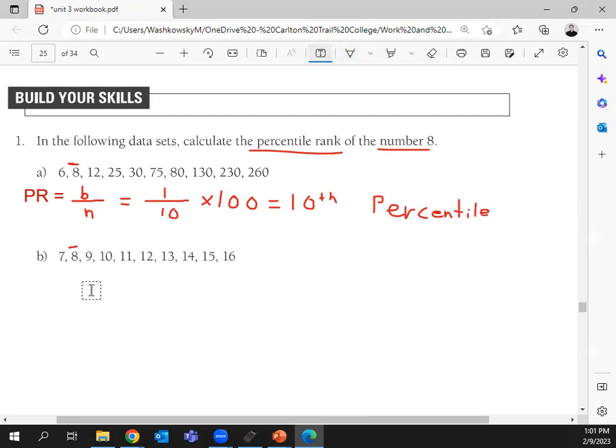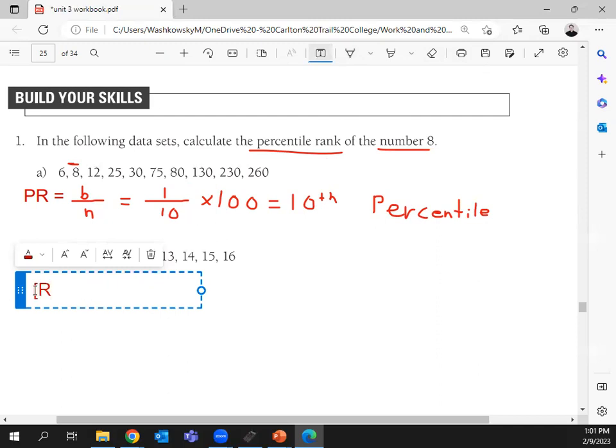So again, same thing. I write my formula down, my PR percentile rank. My percentile rank is equal to B over N, right?